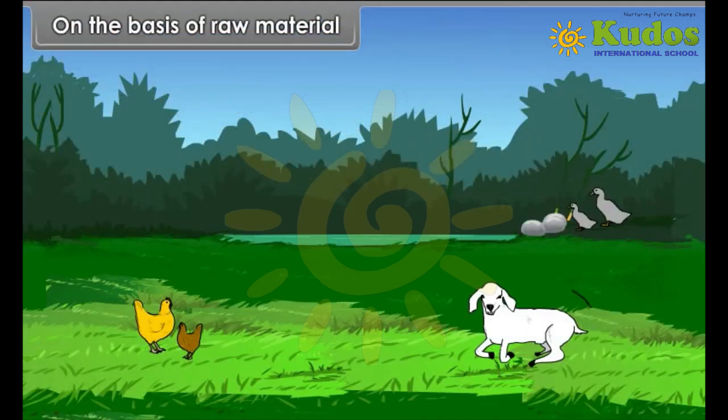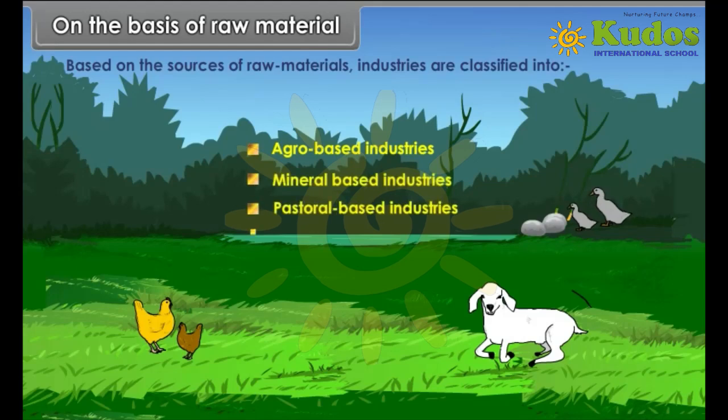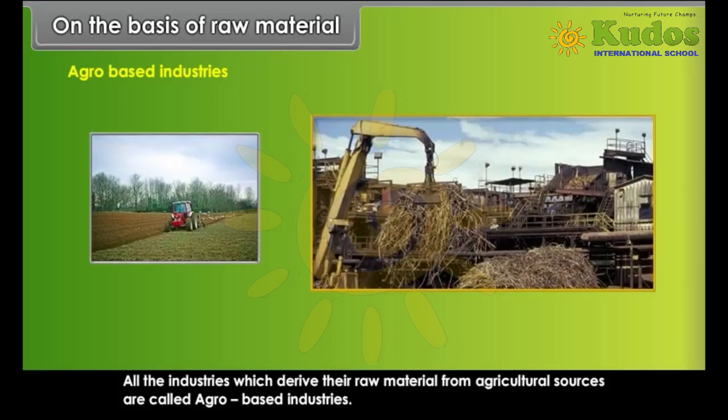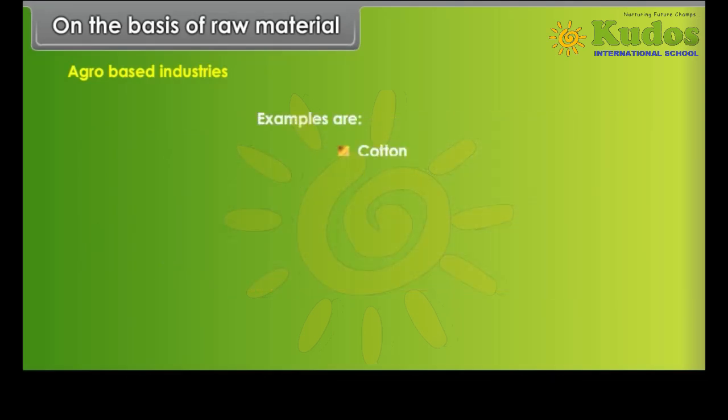On the basis of raw material. Based on the sources of raw materials, industries are classified into agro-based industries, mineral-based industries, pastoral-based industries, forest-based industries, marine-based industries. Agro-based industries. All the industries which derive their raw material from agricultural sources are called agro-based industries. Examples are cotton textile industry, jute textile industry, sugar industry, etc.